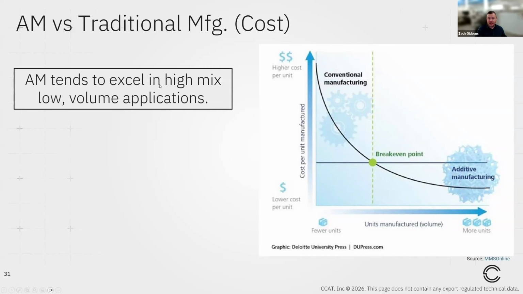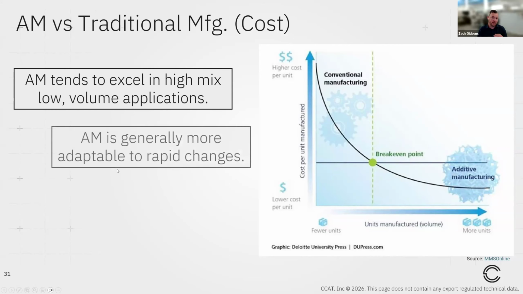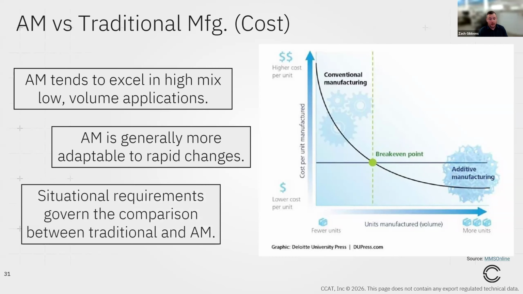So additive tends to excel in high mix, low volume applications. So low volume applications where I maybe have a high variety of parts could be good for additive, which is generally more adaptable to rapid change. And if I have a part redesign, I just need to set up a new build file. I don't need to fully program a new machine code like we would traditionally do with CNC machining.